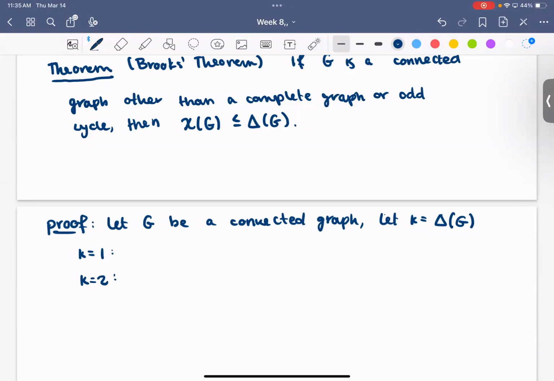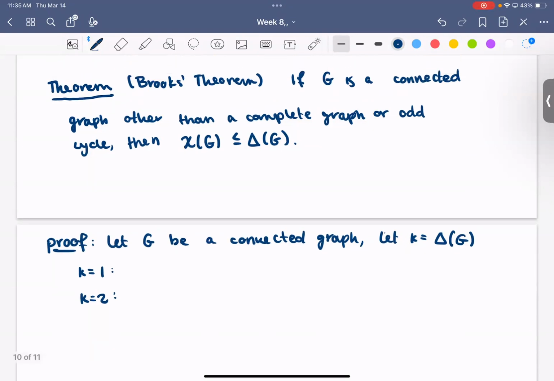So what happens if K is 1? Yeah, so this is the only possible graph. So why is the theorem true for this graph? Oh wait, sorry, this is kind of a trick question. It's excluded from the theorem because it's a complete graph. So yeah, so this is K2. So it's excluded from the statement.